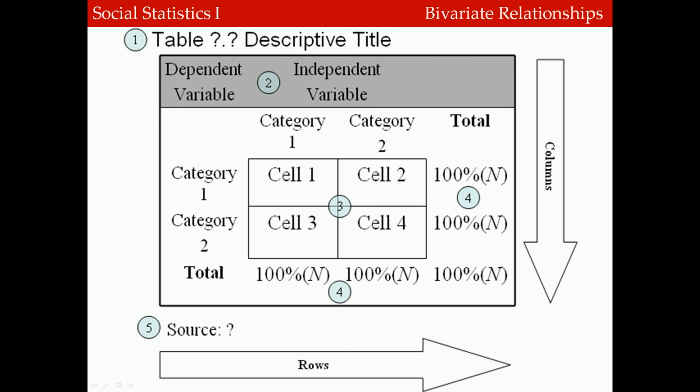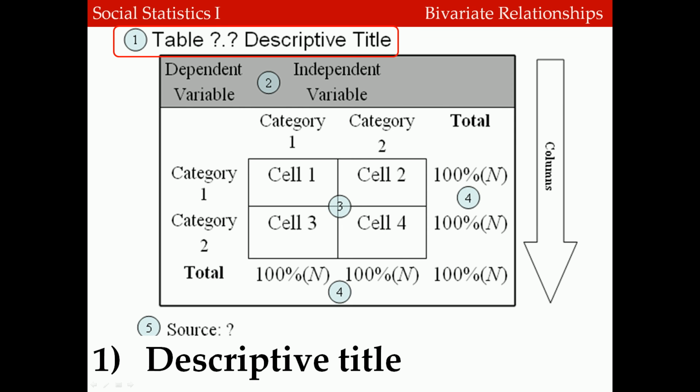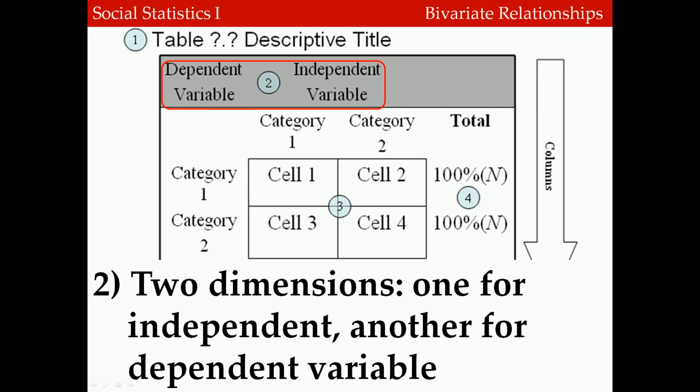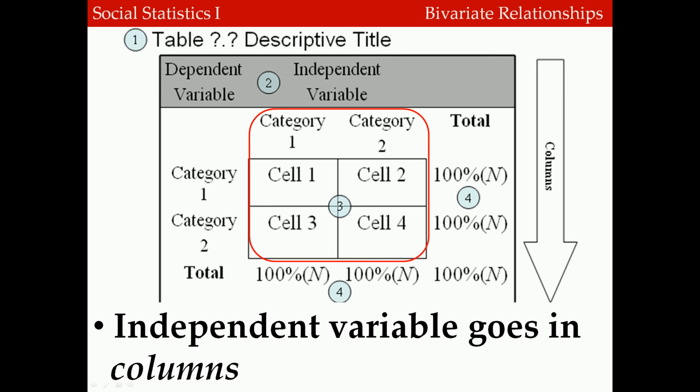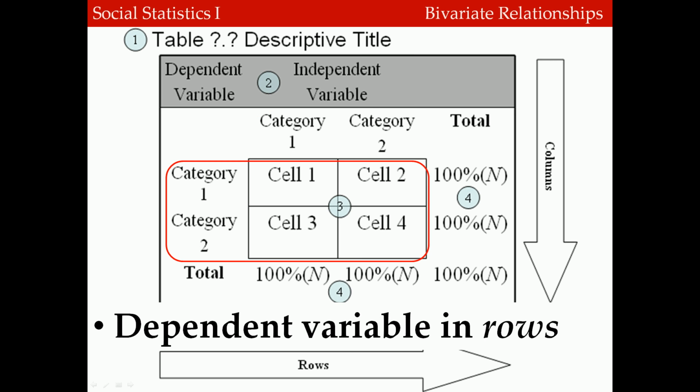Here's a stylized image of a bivariate table. Let's look to see what are the essential features of this table. First, we have some kind of descriptive title telling people what information is being conveyed in the table. Second, notice that the table has two dimensions, one for the independent variable and another for the dependent variable. Typically, the categories of the independent variable are put in the columns of the table, and categories of the dependent variable are put into rows.